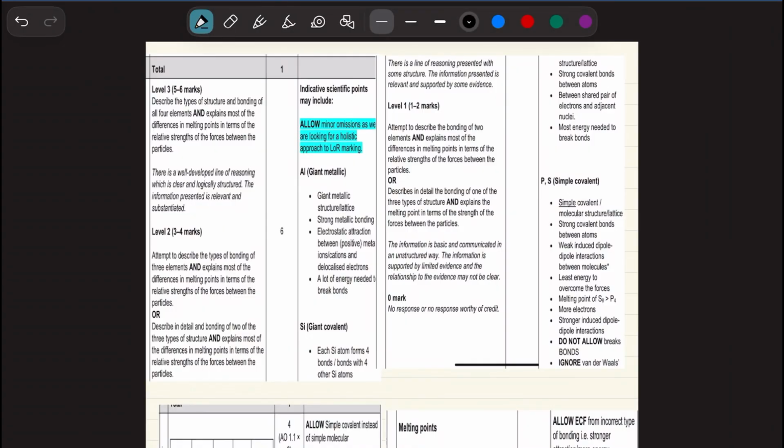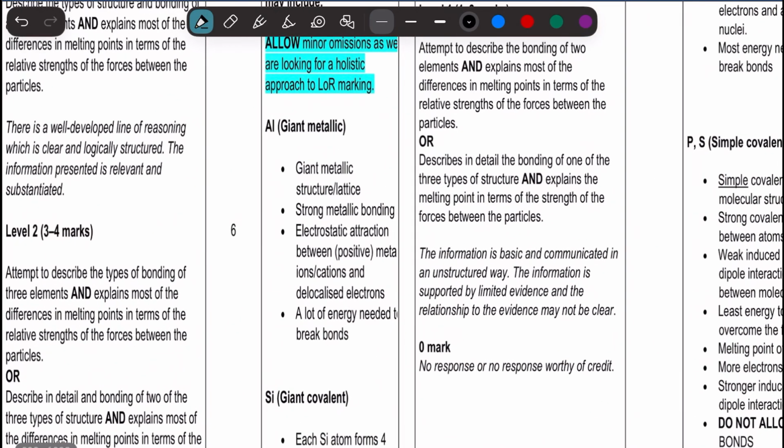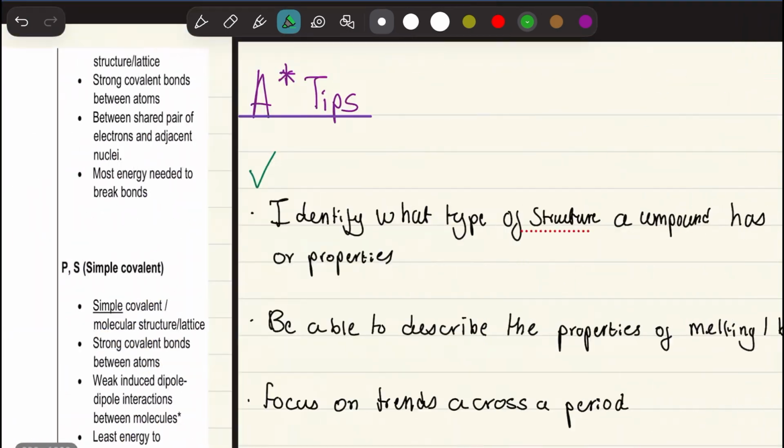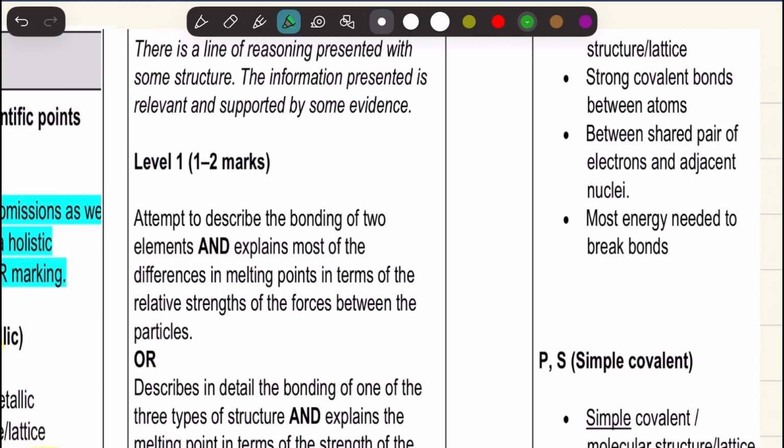Okay, to be honest, it was quite a squeeze trying to get all of this in, but I just care about what each of these are. So aluminium here, you should know, is giant metallic. I explained giant metallic with strong metallic bonds. You've described what a metallic bond is there, and you can say a lot of energy is needed to break them. Similar story with silicon, giant covalent. They've mentioned bonding with 4 other silicon atoms, that's fine. What I really need is the strong bonds. I need you to define what a covalent bond is, and say energy is needed to break them. That tends to be the strongest one.